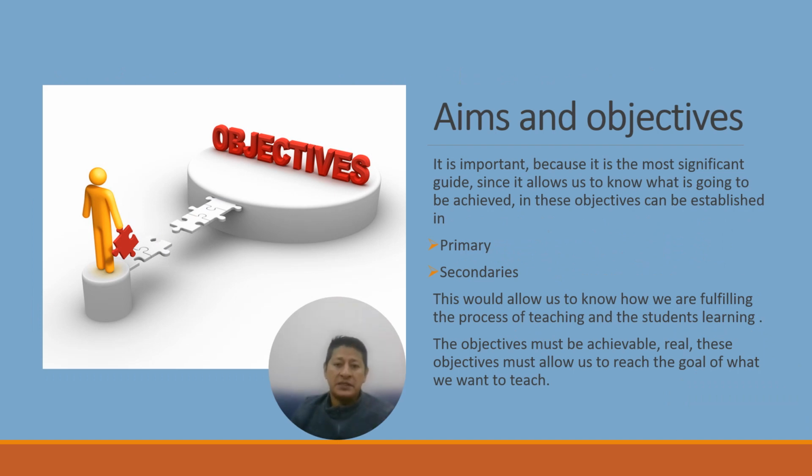Aims and objectives. It is important because it is the most significant guide, since it allows us to know what is going to be achieved. These objectives can be established as primary and secondary. This would allow us to know how we are fulfilling the process of teaching and the students' learning.